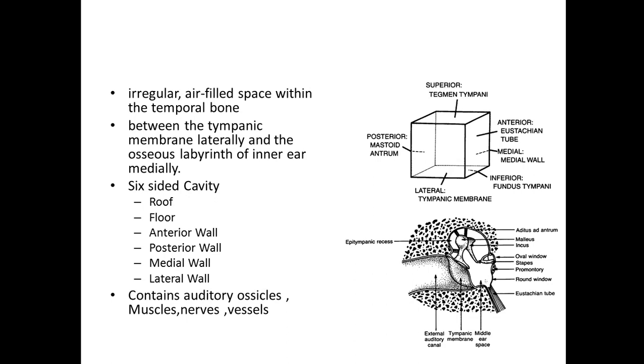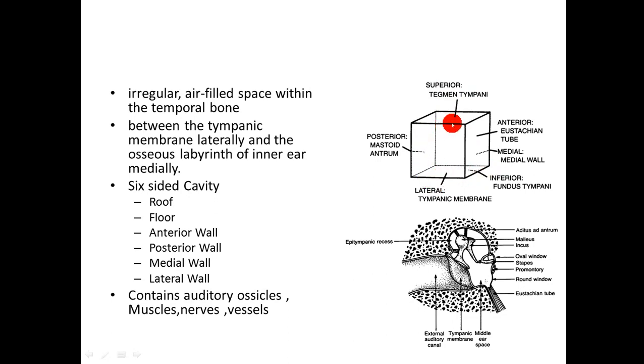It is located within the temporal bone, between the tympanic membrane and the inner ear, which is called the labyrinth of the inner ear. So the middle ear is a cavity, and outside we have the tympanic membrane towards the exterior, and towards the interior we have the internal ear. It is shaped like a 6-sided box, and it has a roof which is formed by the tegmen tympani, and a floor.